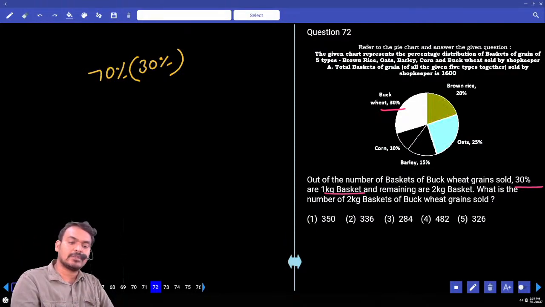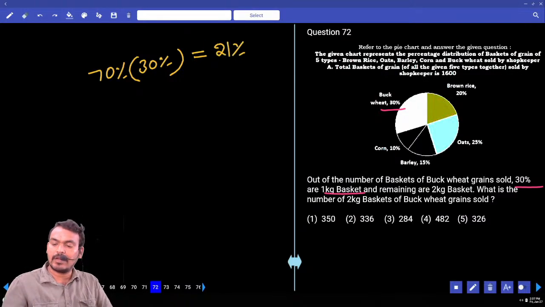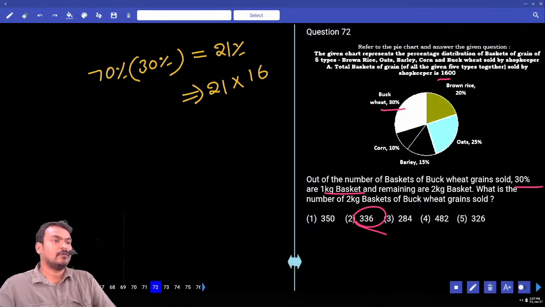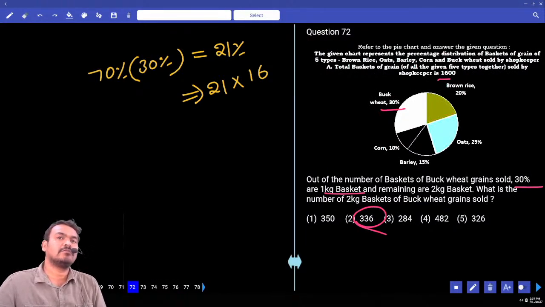What is 70% of 30%? 21% or not? What is the 1% value? 16. But we require 21%, or not? Then we multiply 21 into 16. What is the answer? 336. What is 30% of 30%? 9. 9 is complete, which means the remaining is 21%, or not?